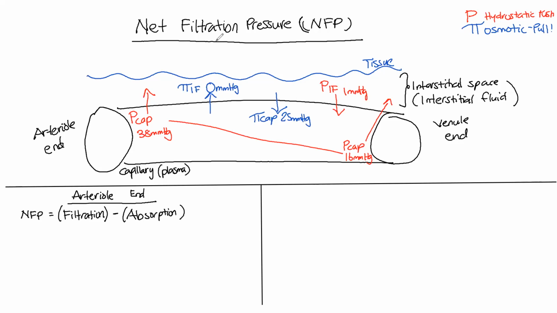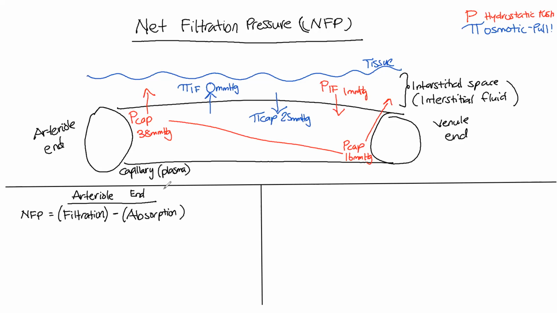Someone's asking if the interstitial fluid osmotic pressure is 0, then it is pulling nothing out of the capillary. That is essentially correct. That's a good way to look at it, but we still want to take that value into account, although it's pulling nothing. That's correct.